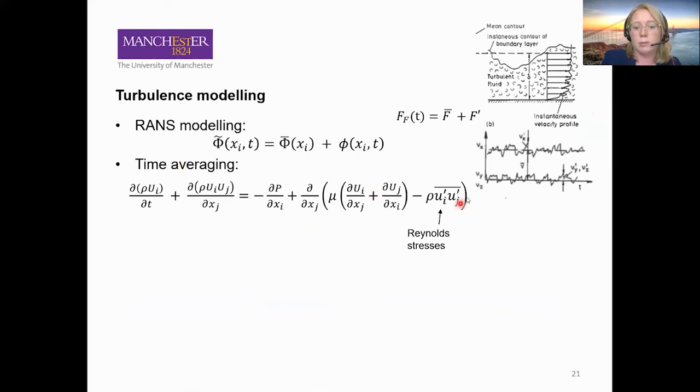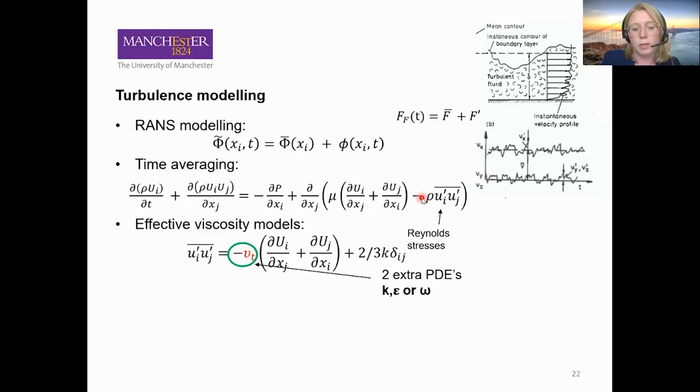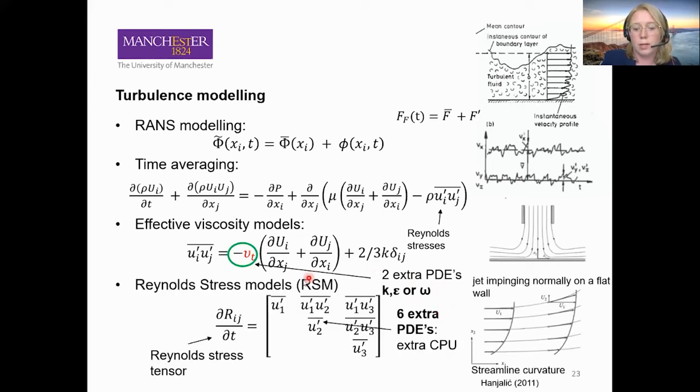And in RANS modeling, we time average the Navier-Stokes equation, and we have a component called the Reynolds stresses, which we approximate with 2 extra PDEs, either k-omega, k-epsilon, or k-omega SST, and this is a typical industrial approach. Also, I wanted to test Reynolds stress models, which actually model Reynolds stresses with 6 extra partial differential equations. And this is mostly applied in jet impinging or strong streamline curvature applications.